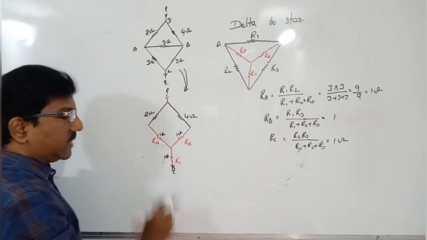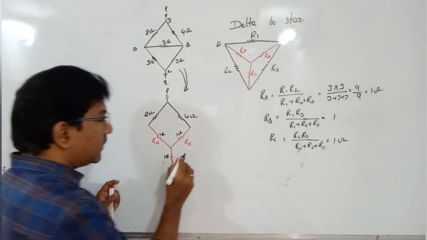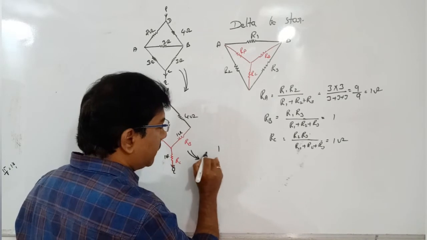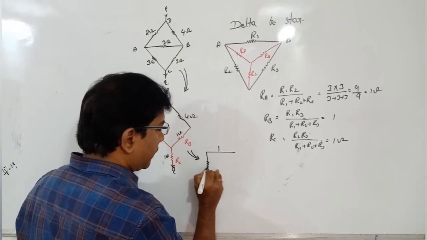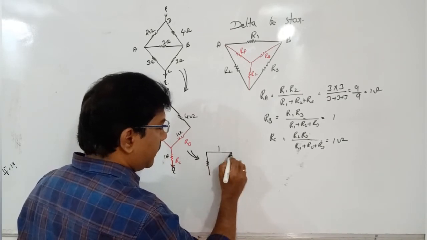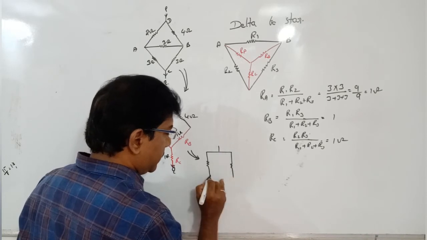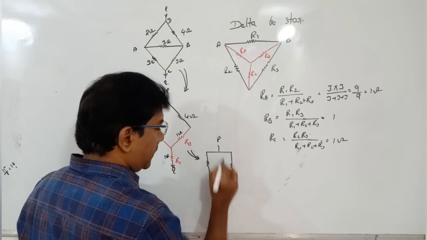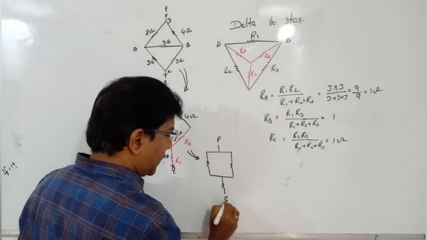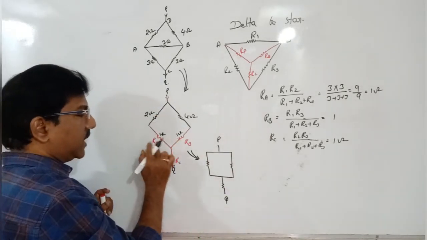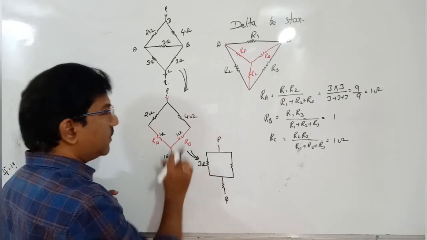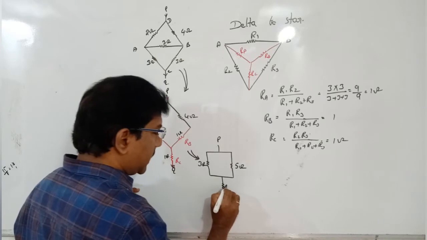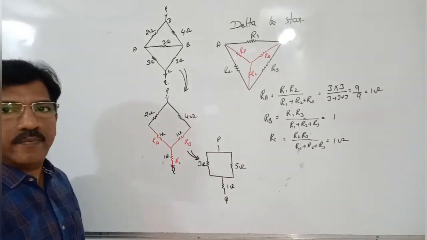That is in series with that 1 ohm. This we could draw like this, a simpler way of expression. This is P, this is Q. 2 plus 1, 3 ohms. 4 plus 1, 5 ohms. This is connected to 1 ohm.